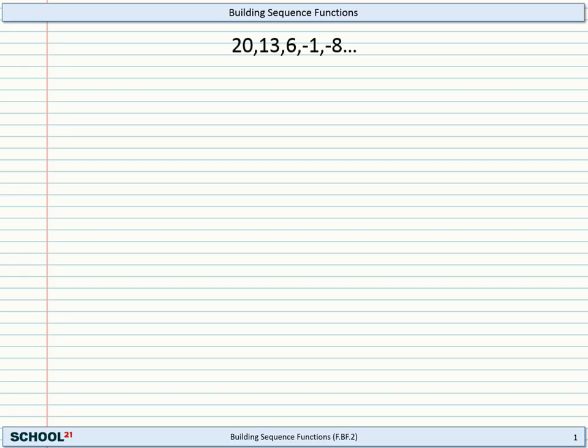To see if it's an arithmetic function, of course, we see if there's a common difference. So let's see what the difference between the first two terms is. 13 minus 20 is negative 7. Okay, how about 6 minus 13? Well, that's also negative 7. How about negative 1 minus 6? It's negative 7. And of course, negative 8 minus a negative 1 is also negative 7. So we have an arithmetic sequence here.